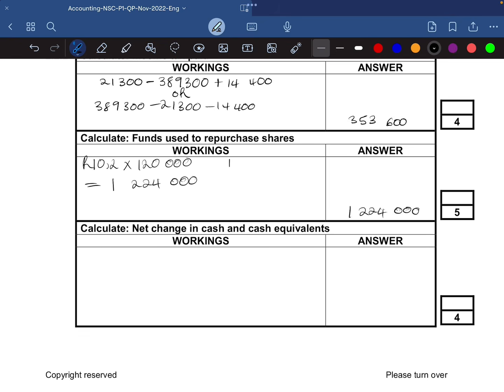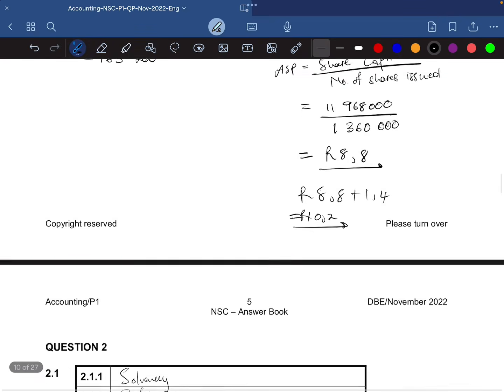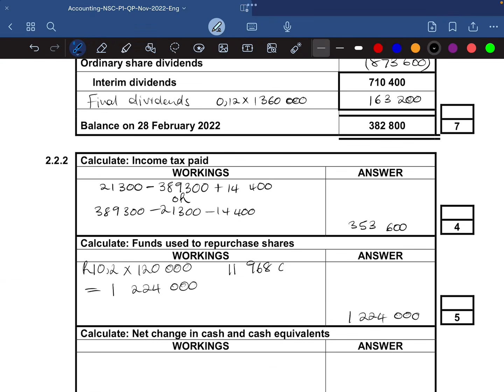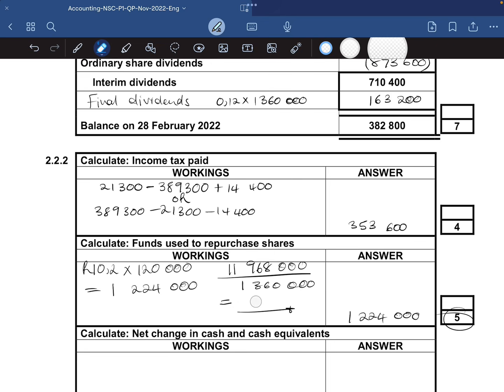So we can just say 11,968 over 1,360,000, because there might be part marks for this. See, it's 5 marks, equal to 10.2 rands. Oh, that's 8.8 actually. That's 8.8 because that's the average share price. 8.8, and then 8.8 plus the 1.4 will give you the 10.2.